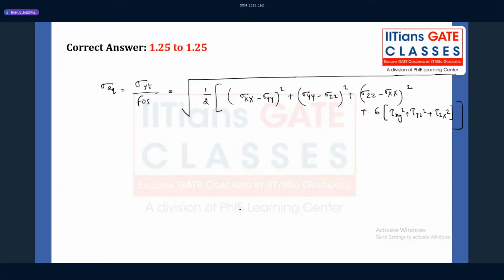Bracket close. In the problem, they have not given anything regarding sigma zz, so that is 0. Tau yz is 0. Tau zx is 0. They have given tau xy, sigma xx, and sigma yy. Sigma xx is 160 megapascal. Further, sigma yy is 40 megapascal. And tau xy they have given as 80 megapascal.